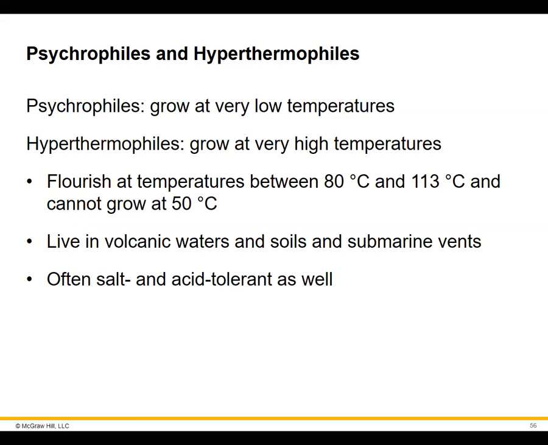Like it says here, they flourish at temperatures between 80 degrees Celsius and 113 degrees Celsius. In case we haven't forgotten, 100 degrees Celsius is boiling. So they flourish at that temperature. Archaea, man. I don't even know. They're not meant to be here, like from a different planet or something.